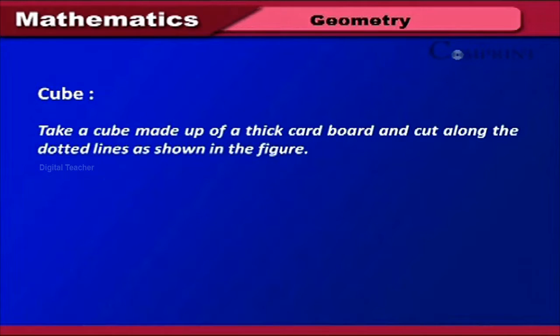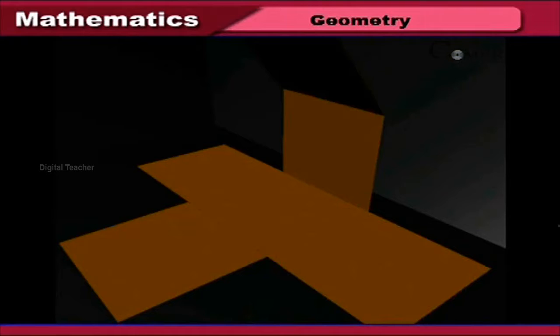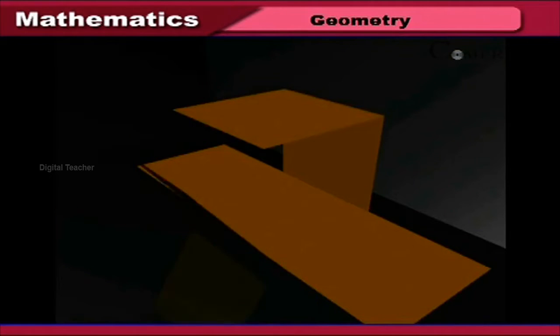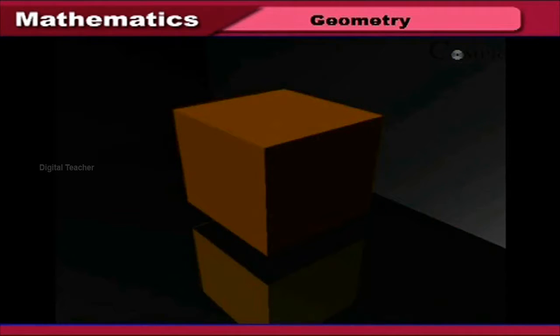Cube. Take a cube made up of thick cardboard and cut along the dotted lines as shown in the figure. Procedure to make a cube. 1. Take a cardboard and draw 6 squares with convenient length. 2. Fold the cardboard at sides HG bar, DC bar, AB bar, BC bar and AD bar.